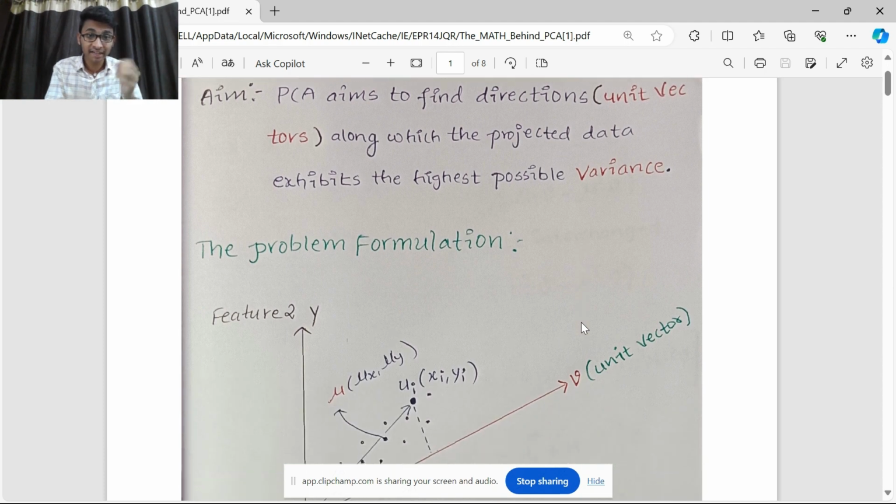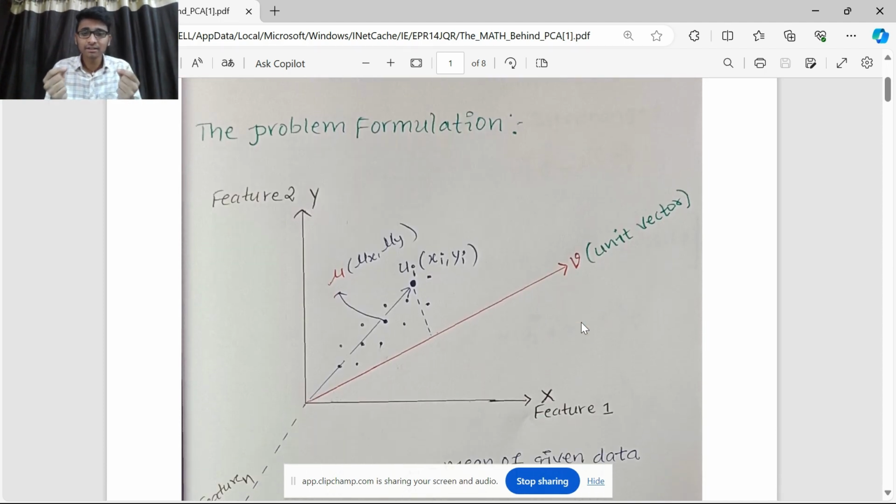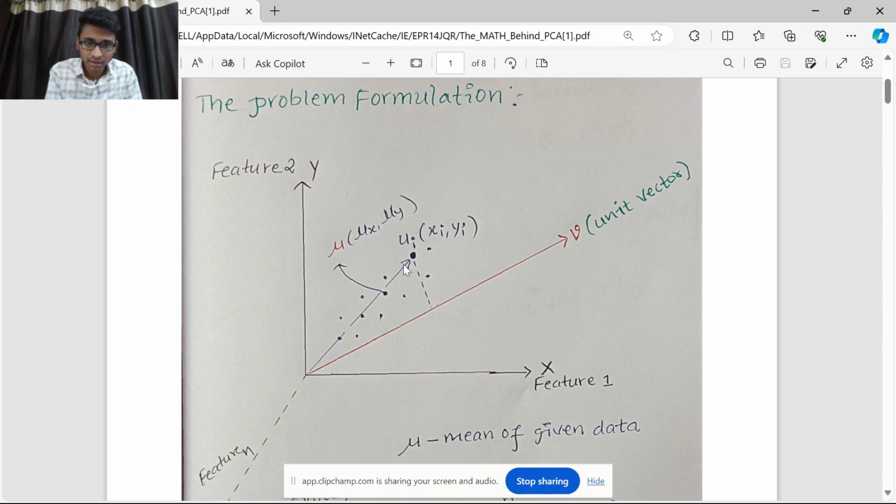See, let's go to the problem formulation. I'm taking two features of the data set. I'm considering only two features. One feature is along the x direction and one feature along the y direction, as you can see on the screen. And I'm projecting any one of the points, let's say ui, on the unit vector, as you can see on the screen clearly.